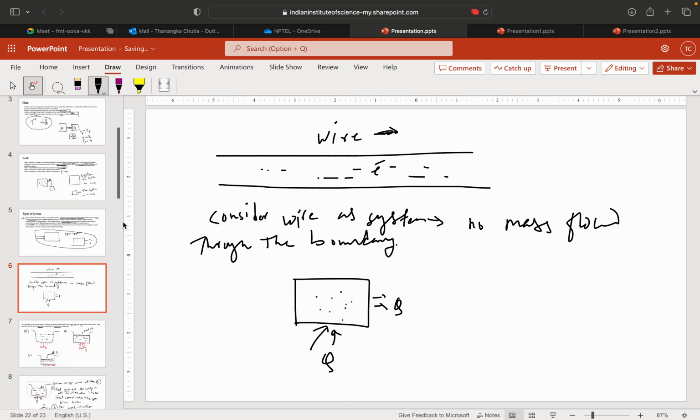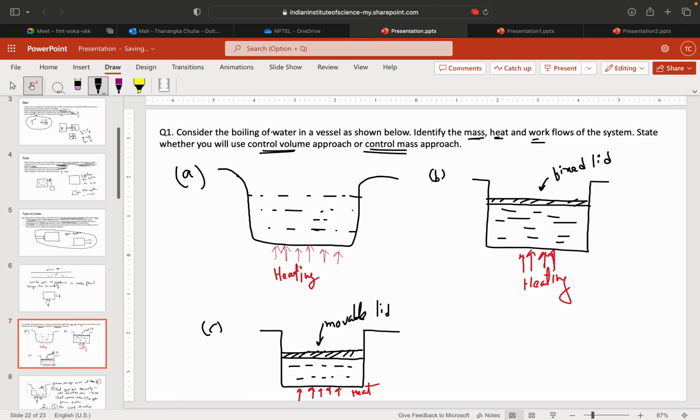This is what I said: consider a wire as a system. We know that electrons are flowing inside the wire, but if we consider the entire wire as the system, no mass flows through the system. Then we solved different problems, like in the case of open lead, fixed lead, and movable lead, what types of energy transfers are taking place, and what type of approach we should use, control volume approach or control mass approach.